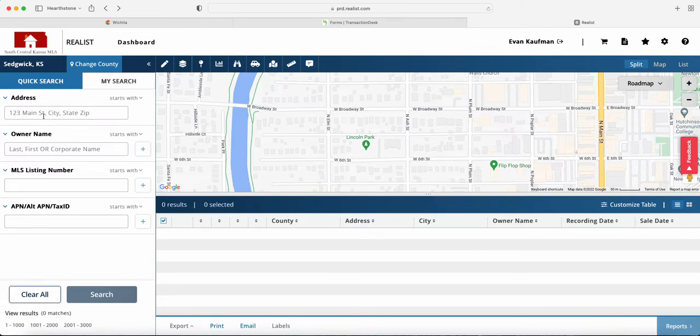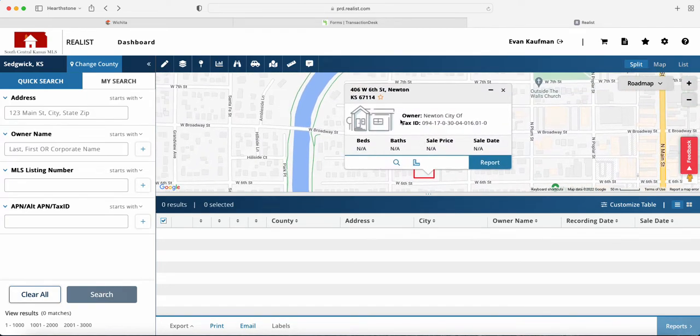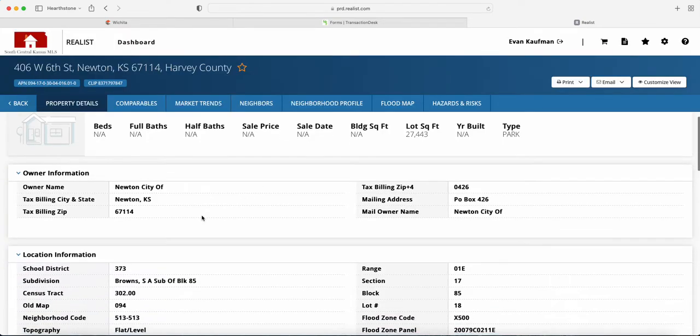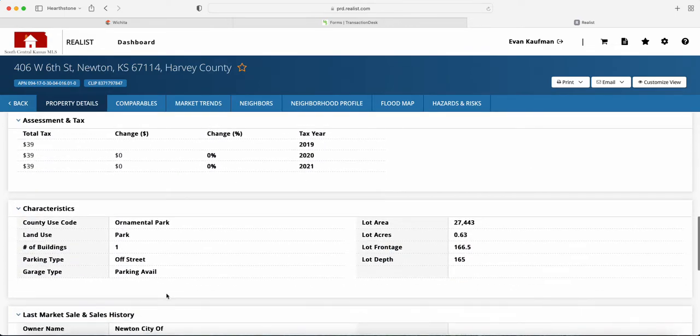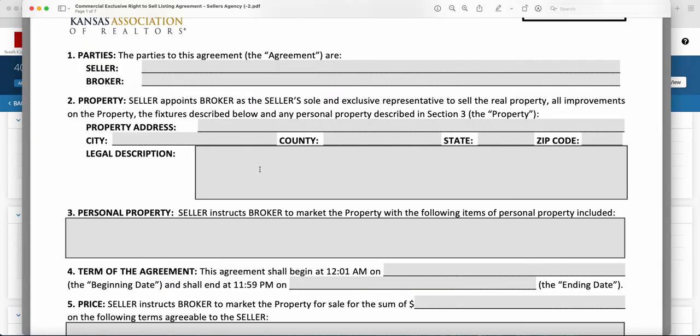You can search by address over here on the left or by owner name. Or you can go to this cool map and zoom in on places and click on it. For example, I'll take Lincoln Park here in Newton. It's just a park. It's owned by the city of Newton. There's the tax ID. And you can click on it, and when going in, you see all this good information, including the tax data. But what you're going to want is this legal description right here. That's what you can copy, paste, and put in here for legal description.